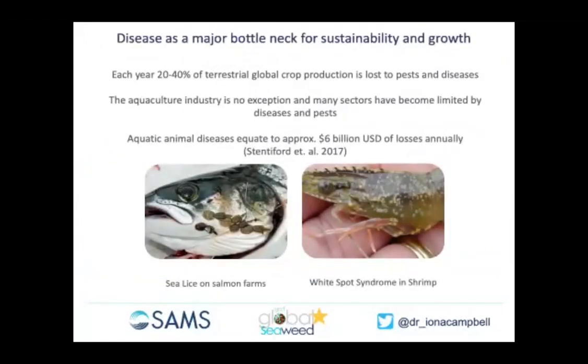Just like many other production sectors, disease is a major bottleneck for sustainability and growth of the seaweed industry and in aquaculture worldwide. Each year, 20 to 40% of terrestrial global crops are lost to pests and diseases, and the aquaculture industry is no exception. Many sectors have already become limited by diseases and pests, and aquatic animal diseases now equate to approximately $6 billion of losses annually. And just some classic examples are sea lice on salmon farms in temperate countries and white spot syndrome in shrimp found globally.